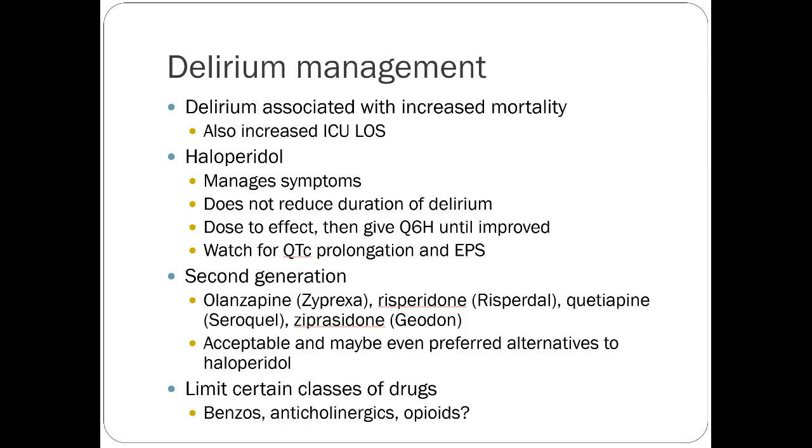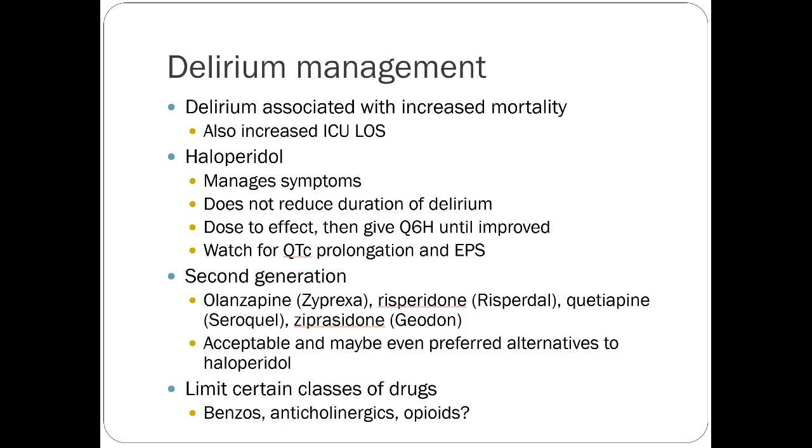So again, delirium is associated with increased mortality, and we do use a couple of things to treat this. Haloperidol has kind of been the cornerstone for treating it. However, I would say that second-generation antipsychotics are preferred nowadays. I think olanzapine or other oral antipsychotics are more commonly used. Haloperidol does work quickly, though. It doesn't really reduce the duration of delirium, and it's not as effective long-term as a drug like olanzapine, but it just seems to be used for delirium.